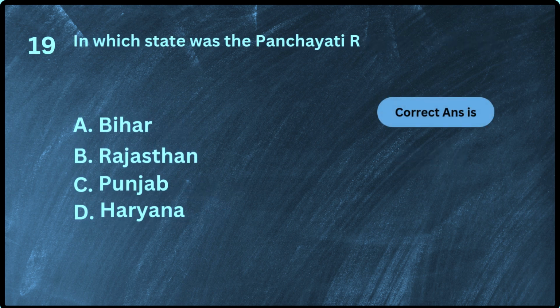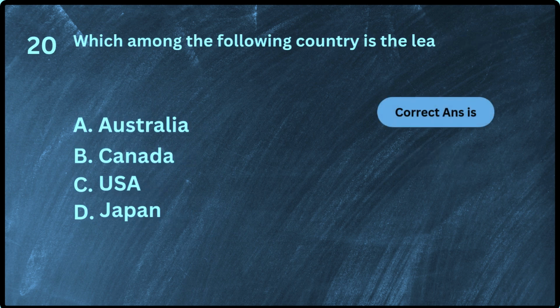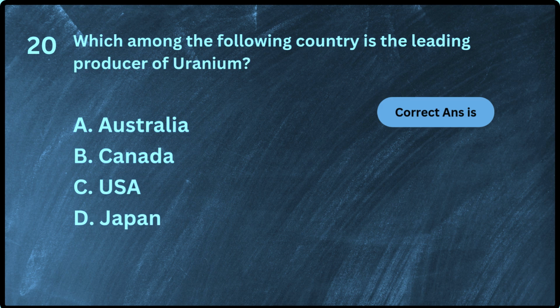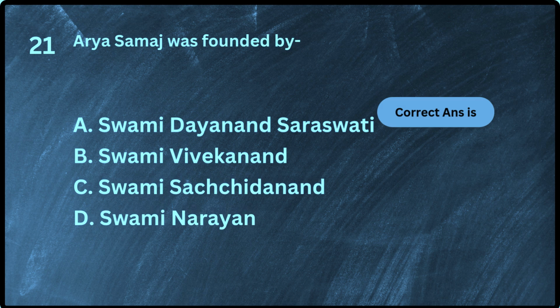In which state was the Panchayati Raj first introduced? Correct answer is option B. Which among the following country is the leading producer of uranium? Correct answer is option B. Arya Samaj was founded by. Correct answer is option A.